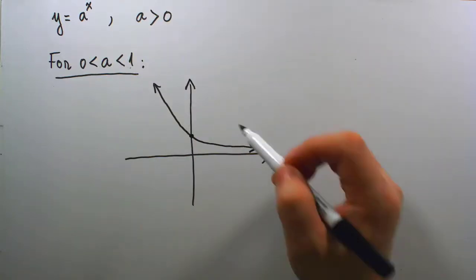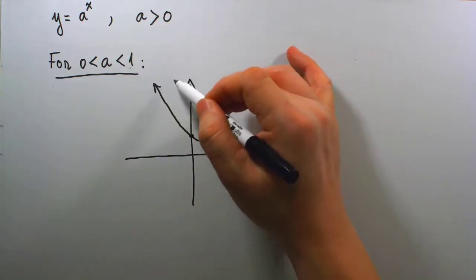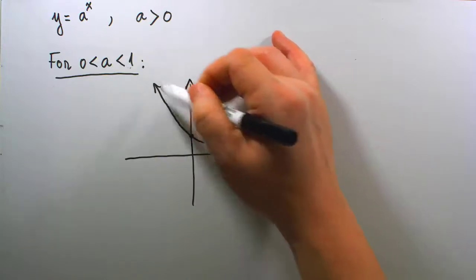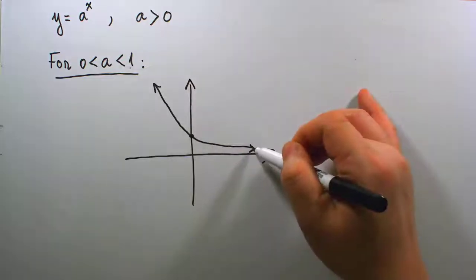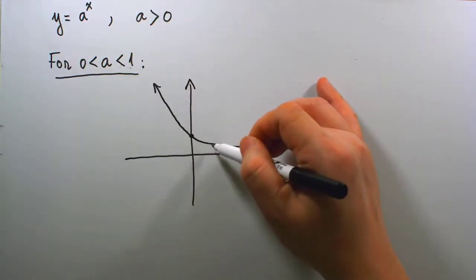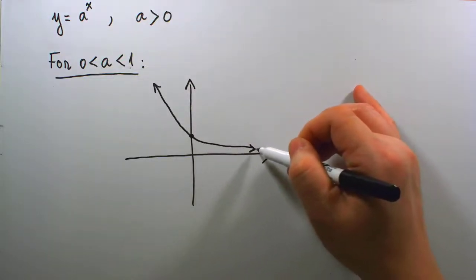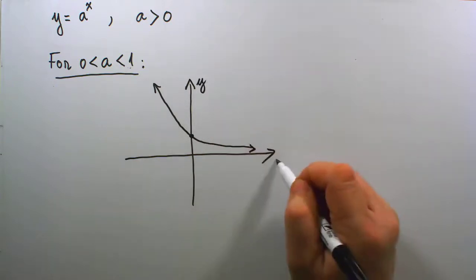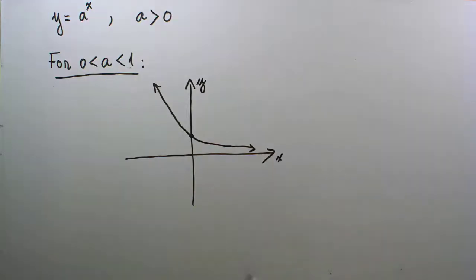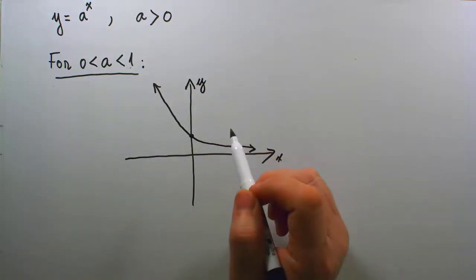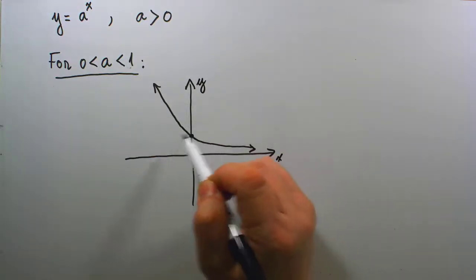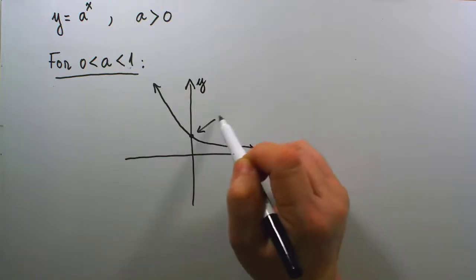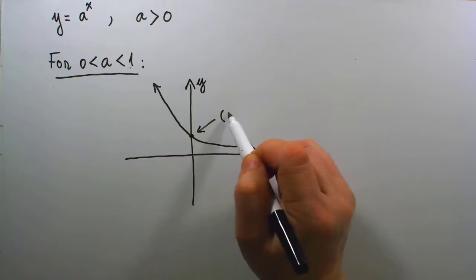And it becomes more steep. The fall is more rapid on the left-hand side of the y-axis, and the fall becomes slower and slower to the right-hand side of the y-axis. So there's the y-axis here, and there's the x-axis here. In any case, in any of the graphs, our basic function a to the x passes through that common point (0, 1).